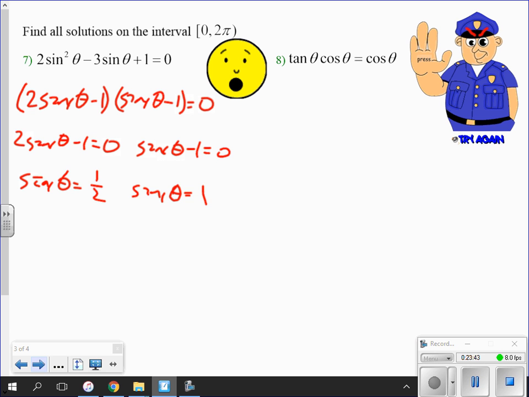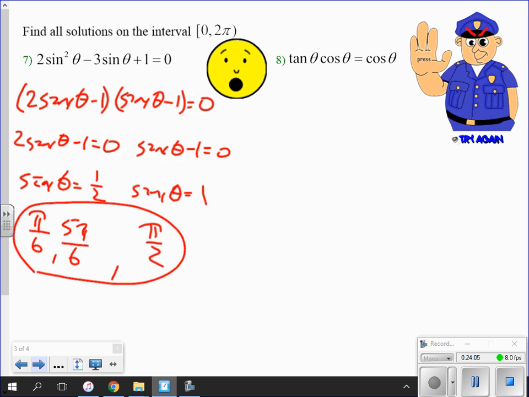Pi over 2 and... pi over 3, pi over 6. What? You're looking at the cosine. Oh, remember that, pi over 3. Or sorry, pi over 6. Pi over 6 and 5 pi over 6. So I have 3 solutions.